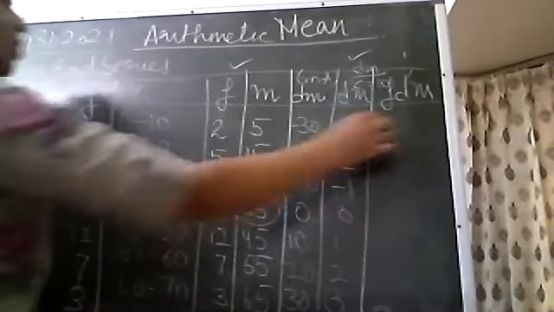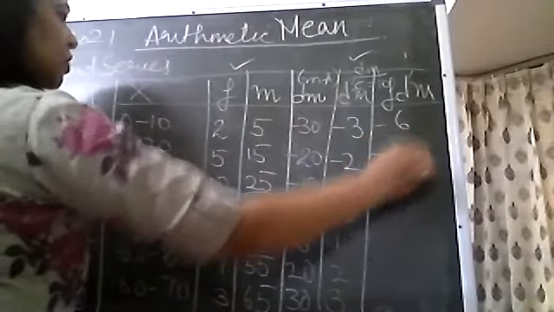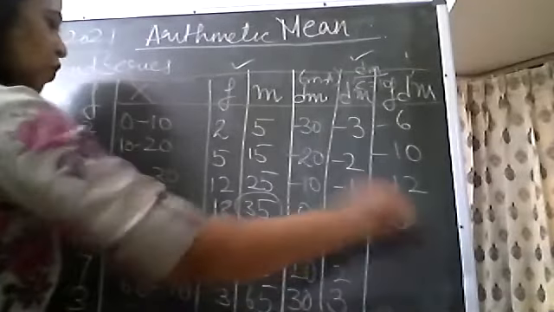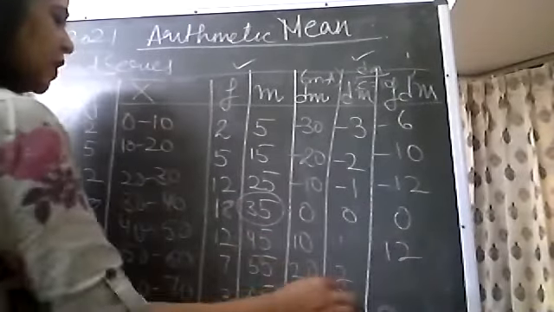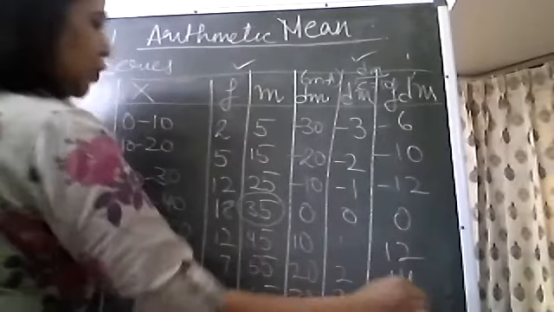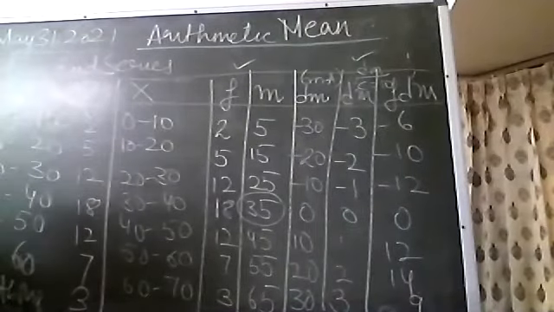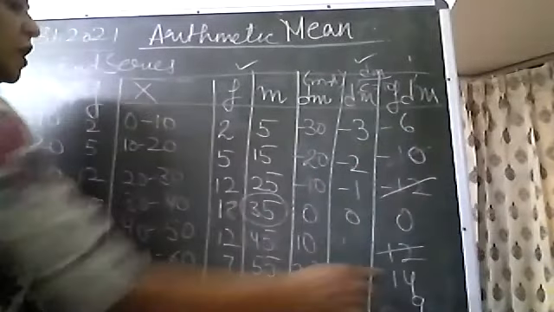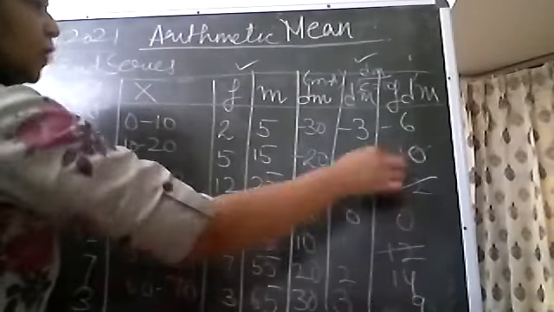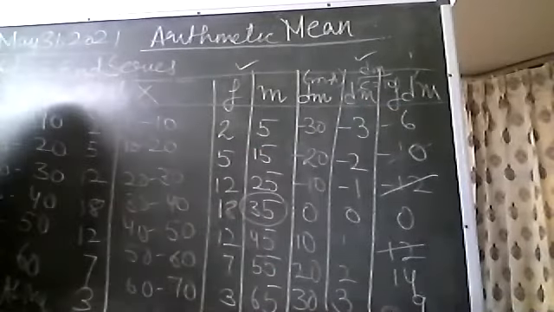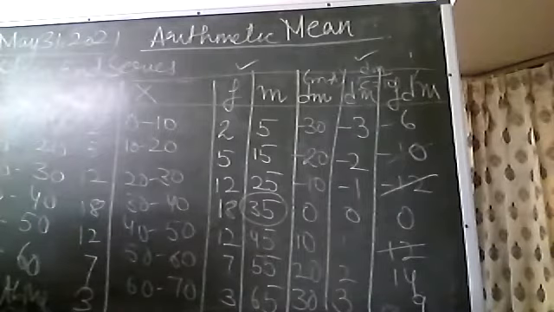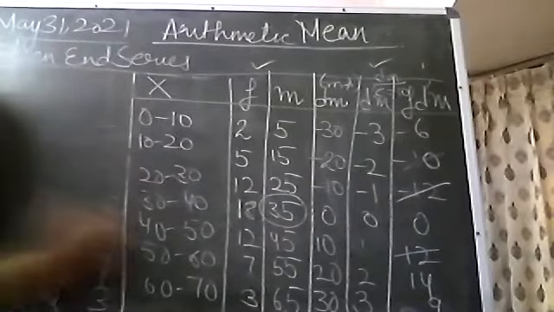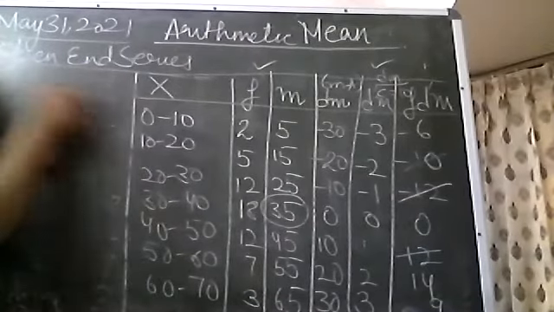So 2 into minus 3, 5 into minus 2, 12 into minus 1, 18 into 0, 12 into 1, 7 into 2, 3 into 3. प्लस की वैल्यू अलग कर लेंगे, माइनस की अलग। ये 12 12 कट गया। So this is 23, 23 minus 16, ठीक है। So we got 7. Summation f d dash m equals 7.